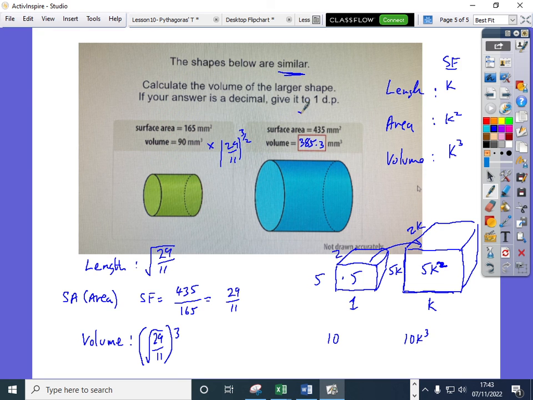Because the answer here goes 385.256, etc. And because I'm rounding it to one decimal place, this digit is 2. Now if the next number is 5 or more, you round up. If not, you leave it be. In this case it's 5, so we round up. Okay.